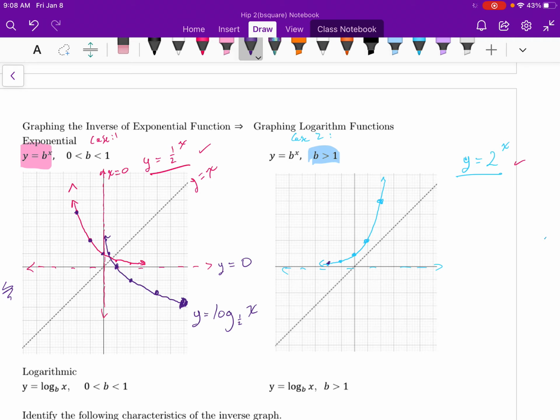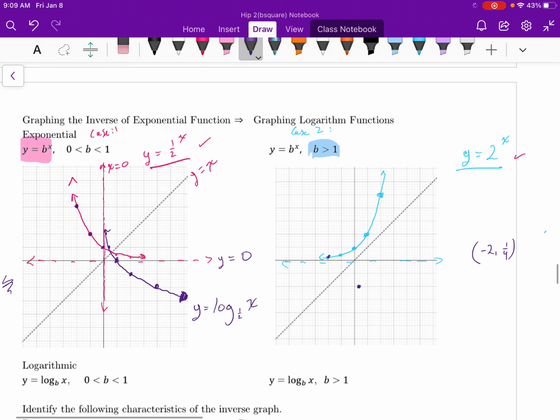So x is -2, I found. Y was equal to 1/4. So this is (1/4, 2). Incorrect. Let me start over again. This point here, maybe I should write it down, is (-2, 1/4). So that turns into (1/4, -2) on the inverse. This point here is (-1, 1/2). It turns into (1/2, -1).